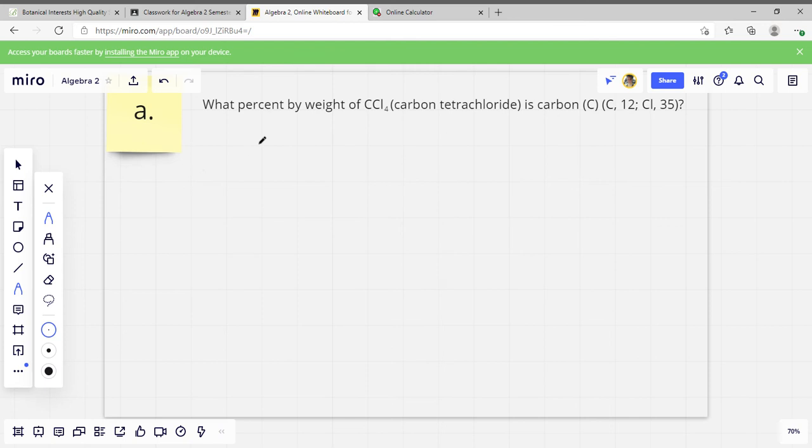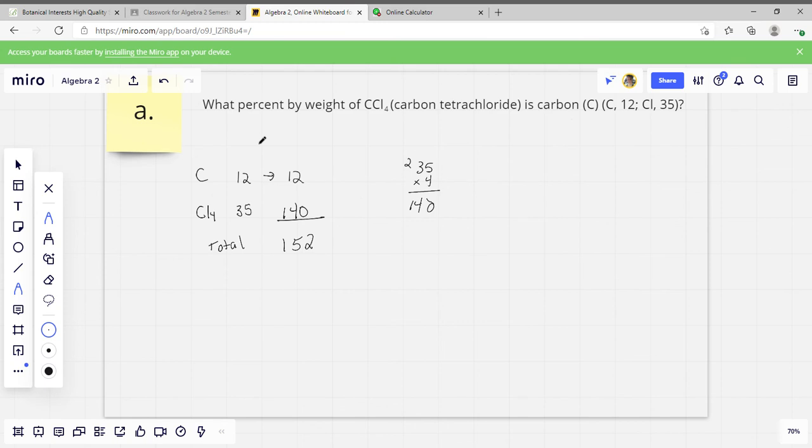All right, so our formula is C for carbon, and then Cl4. Carbon weighs 12, Cl weighs 35, assuming Cl is chlorine. We only have one carbon, so that's going to stay at 12. The chlorine, we have 4 of those, so we're going to say 35 times 4. So that's 20. 3 times 4 is 12. 13, 14, 140. Then we're going to add those together to get our total weight. That would be 2, 5, 152.